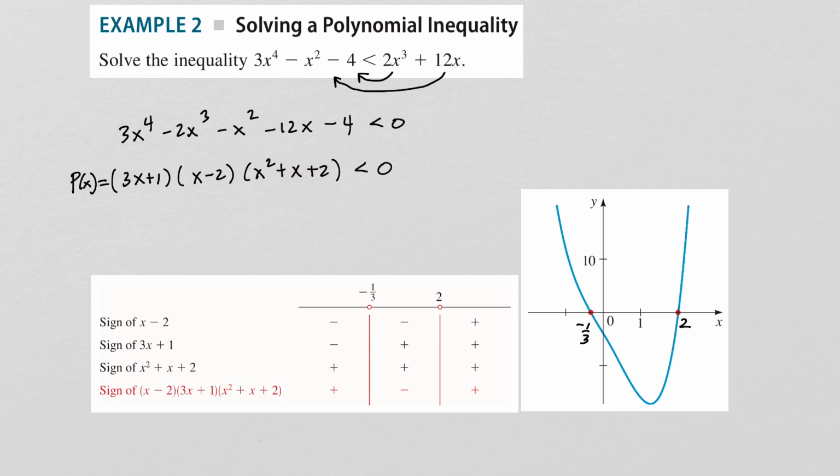So now if I look at the graph, I want the portion of the polynomial that is less than 0. So in this case, that means we want the portion that is below the x-axis. And that portion is this piece of the graph right here. And so just using that alone, we can see that the solution is all the points from negative 1/3 to positive 2. And so that's one way to get the answer.